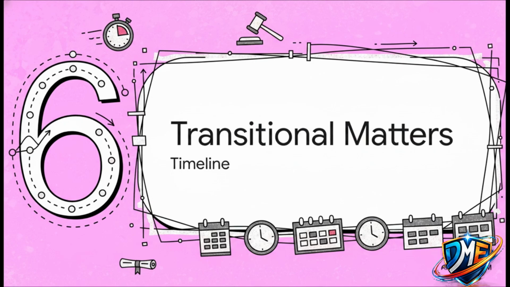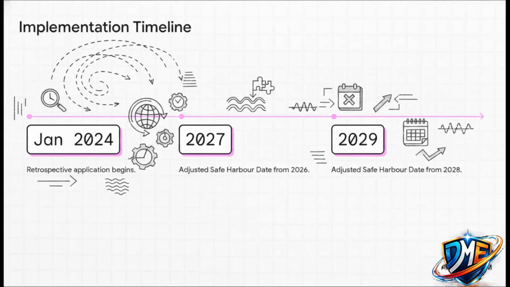Finally, Part 6, Transitional Matters and the Timeline. Look, knowing the rules is really only half the battle, right? Knowing when they bind you is the other half. The timeline here reveals a very deliberate retrospective application to align Australia perfectly with the international OECD rollout. The rules apply to fiscal years starting on and after January 1, 2024. Furthermore, the draft pushes back certain safe harbor dates, shifting 2026 to 2027 and 2028 to 2029. This ensures a comprehensive and coordinated global implementation without any gaps.